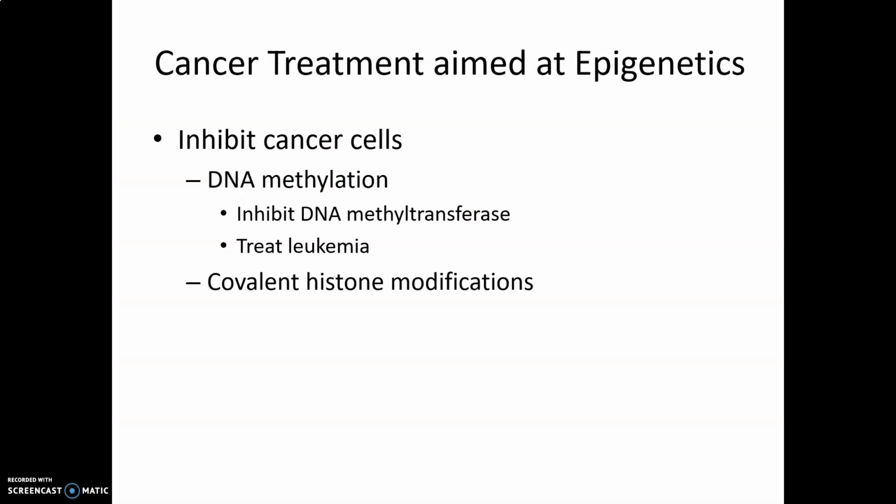Okay. So why is this important? Well, one reason is, we looked at our cancer treatments, from surgery to non-specific treatments like radiation and chemotherapy. But if we can target these epigenetic changes, we can make a more specific treatment. So we can inhibit the growth of cancer cells by targeting DNA methylation or those covalent histone modifications. And it has been shown that if they inhibit DNA methyltransferase, they can treat some forms of leukemia.